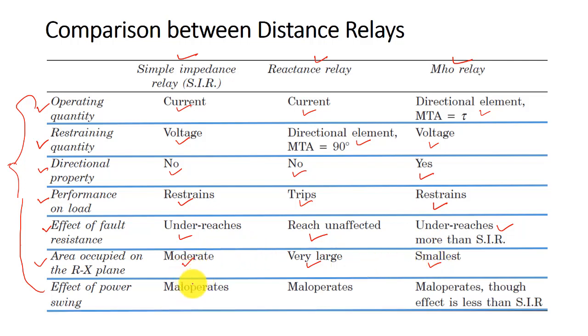And the last one is the most important effect, the effect of power swing on different relays. The simple impedance relay maloperates sometimes, but your reactance relay always maloperates, and your Mho relay maloperates sometimes, and the effect is very less as compared to the simple impedance relay. So it maloperates sometimes, it is not always. Okay, so this is the comparison. Therefore, Mho relay is most of the time the preferred relay in the distance protection.